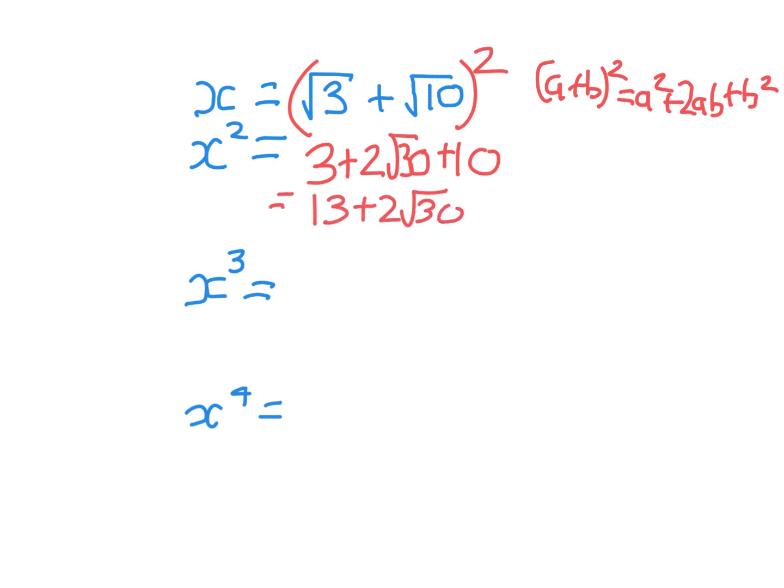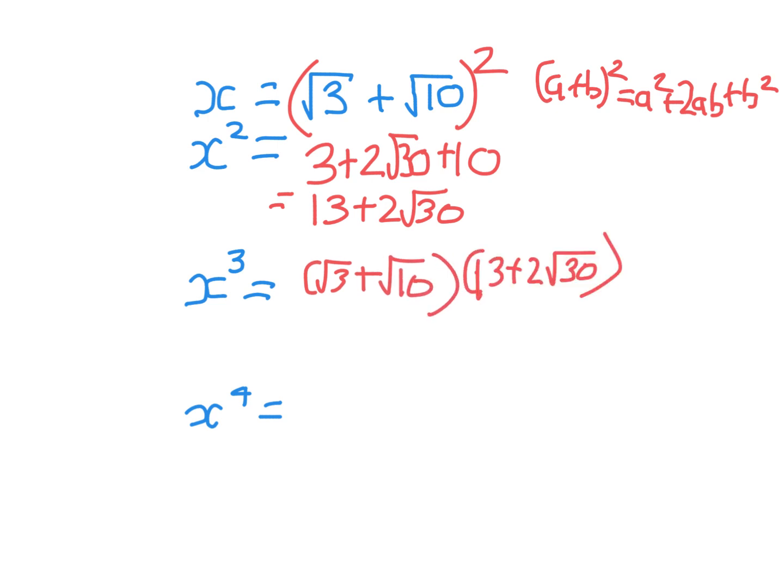Now I actually can't simplify root 30 any further. There is no perfect square that's a factor of 30 other than 1. So I leave it like that. All right, so what would be x cubed? Well, I could just take x, which is root 3 plus root 10, and multiply it by x squared. Of course, you know x times x squared equals x cubed from index laws.